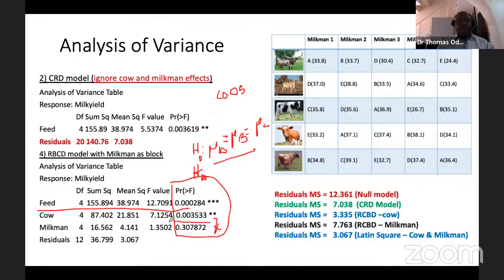Okay, so we have this, and later we'll say, well, we agree now that, remember, we're not interested in comparing the cows. We want to remove the effect of the cows; our interest is comparing the different feeds. The cow was part of the design. We're not interested in comparing the milkman, but we thought the milkman would introduce noise in our experiment and prevent us from detecting the differences between the treatments that we are trying to compare. Okay.